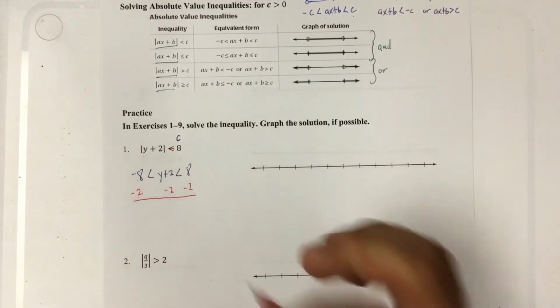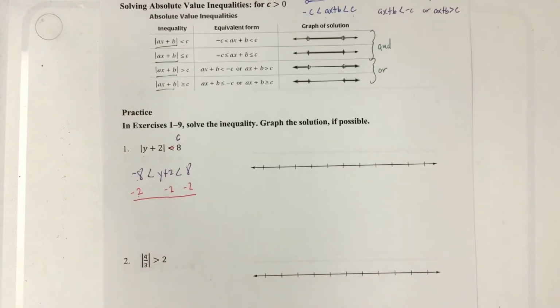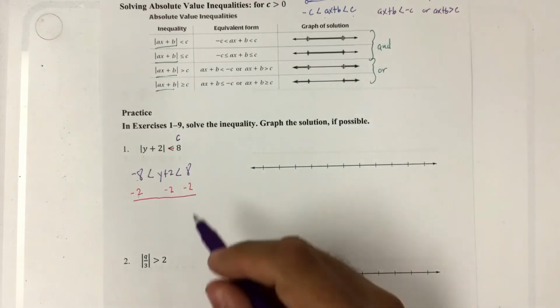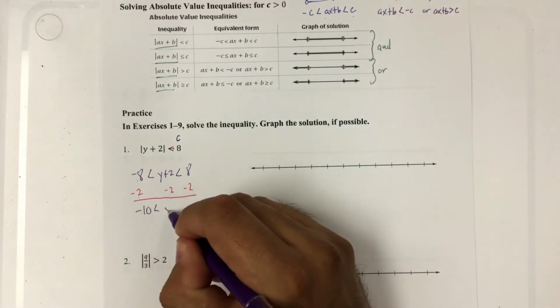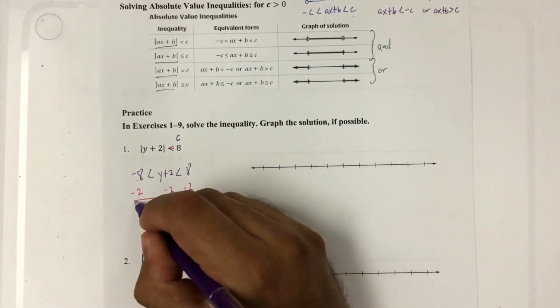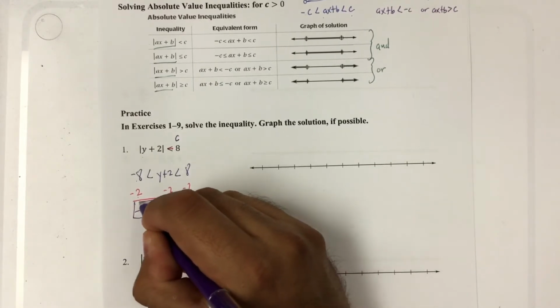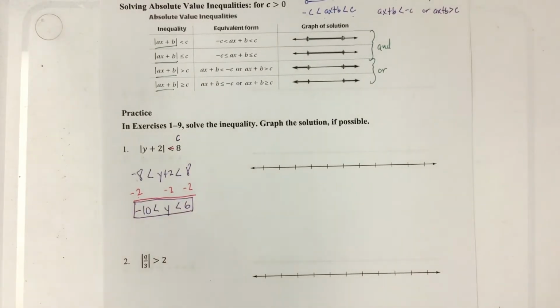So we're going to subtract it from all 3 parts. But the cool thing about this, it's less steps. So can somebody tell me what that simplifies to after we subtract 2? And now it's done. It's isolated. So now we have our between statement. Negative 10 is less than y is less than 6.